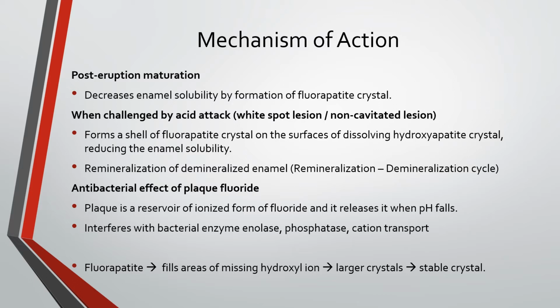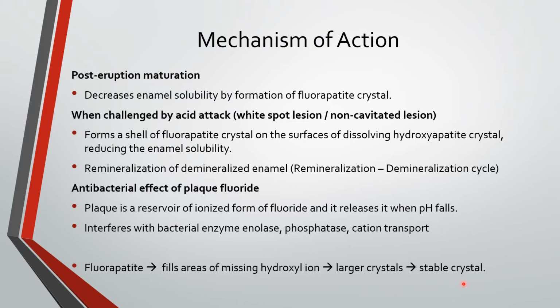So what happens if you apply topical fluoride on the tooth? In a newly erupted tooth, you have this decreased enamel solubility by formation of fluorapatite. As I discussed in the last slide, the post-eruption maturation is still going on. So if you apply topical fluoride on a newly erupted tooth, you will have a surface layer which consists of fluorapatite crystals. And what the fluorapatite crystal does is fill up any areas of missing hydroxyl ions in the hydroxyapatite, and thereby it causes the crystals to become larger, and these crystals are more stable.